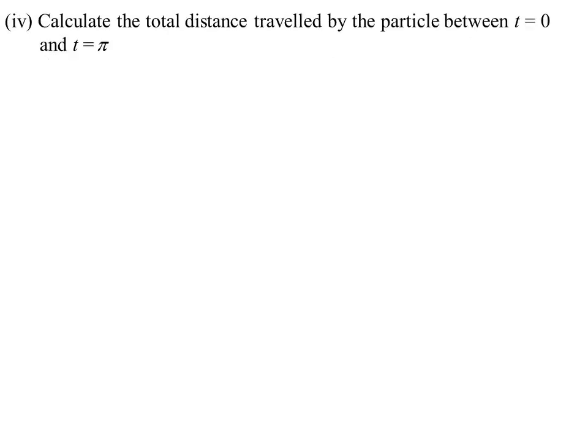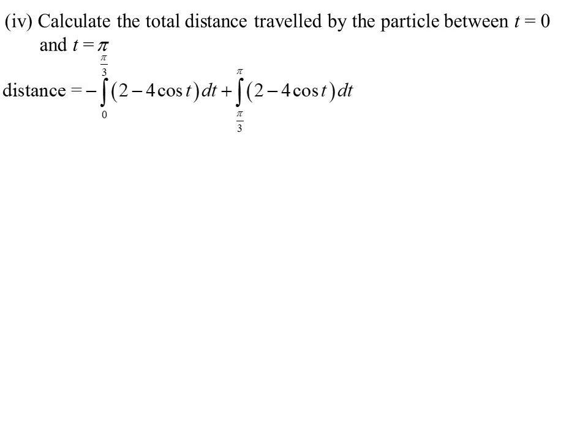It then said calculate the total distance, and I guess that's why it asked us to draw the graph, because we have to consider when is it below and above, because they've asked about distance, not displacement. So between 0 and pi, most of it's above, but we notice here, whatever that point of intersection is, that's when it's going to change from negative to positive. And that is pi on 3.